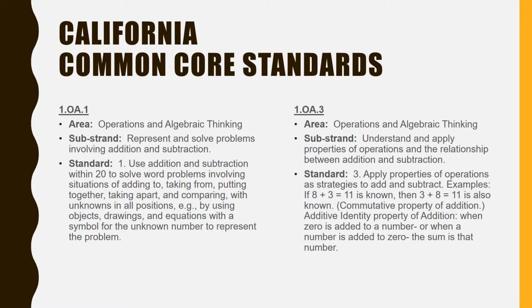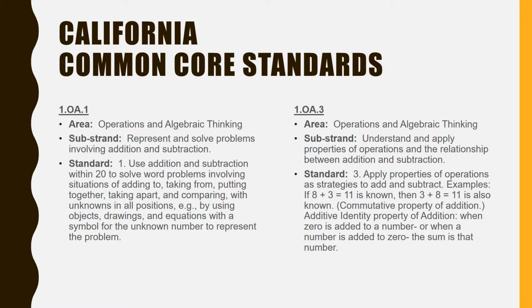There are 2 California Common Core standards that are addressed within the unit. The first is 1OA1. This is in the area of operations and algebraic thinking. The substrand is represent and solve problems involving addition and subtraction. And the standard is number 1. Use addition and subtraction within 20 to solve word problems involving situations of adding to, taking from, putting together, taking apart, and comparing.